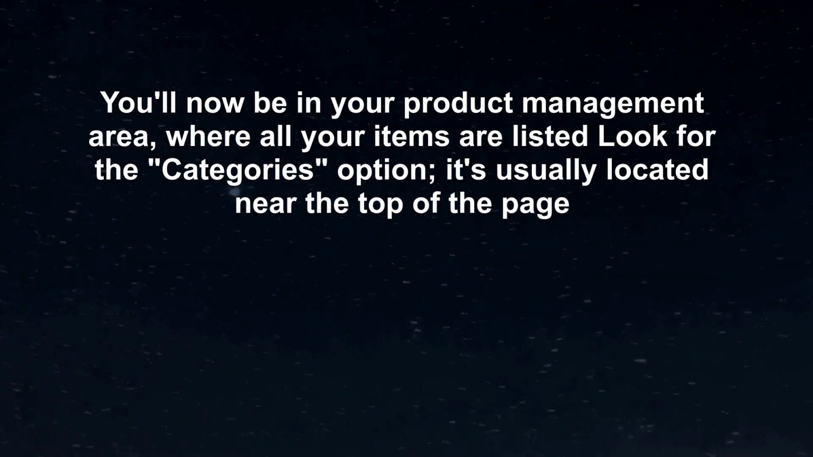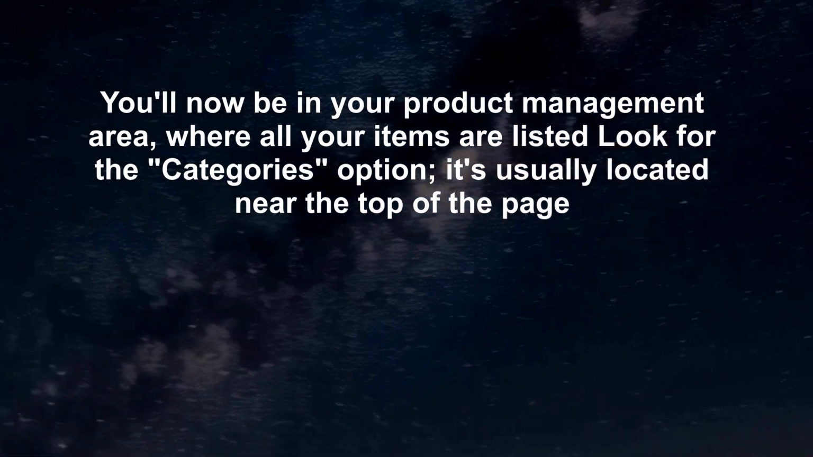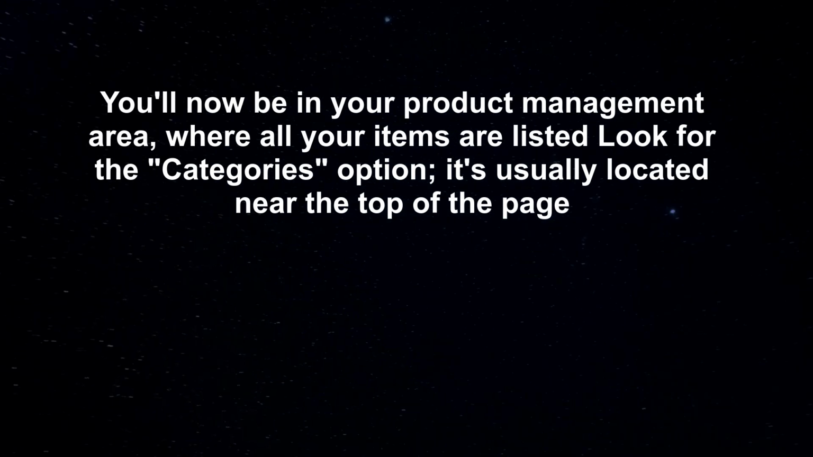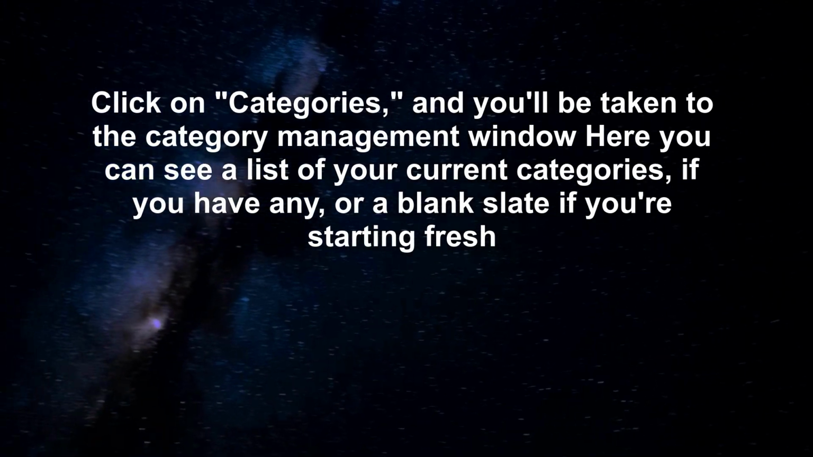You'll now be in your product management area, where all your items are listed. Look for the Categories option. It's usually located near the top of the page. Click on Categories, and you'll be taken to the Category Management window.